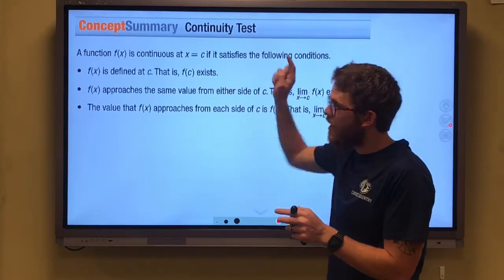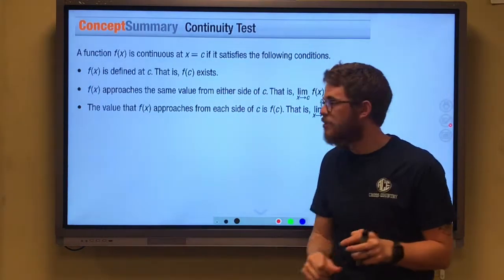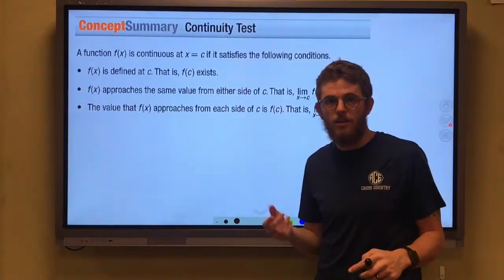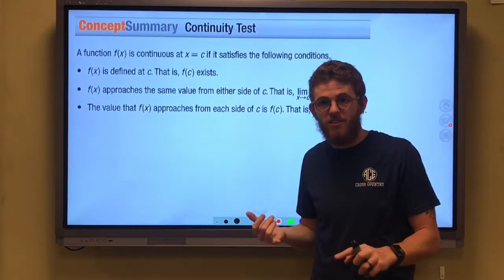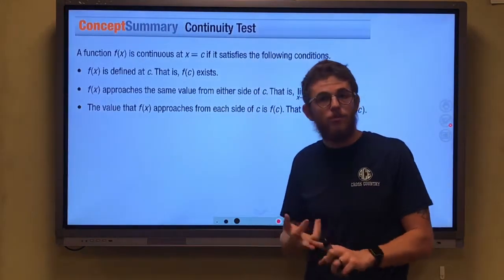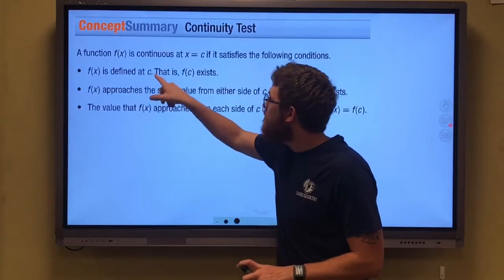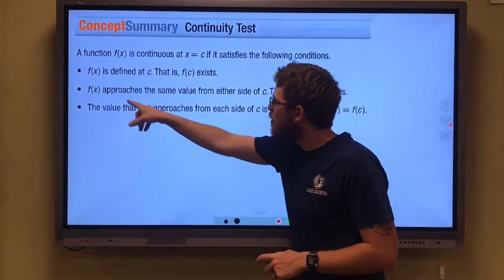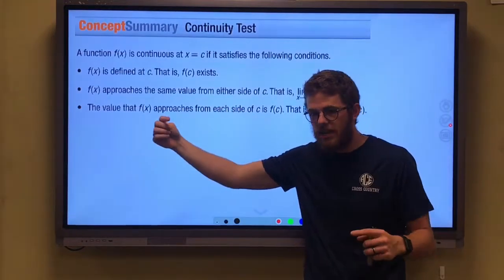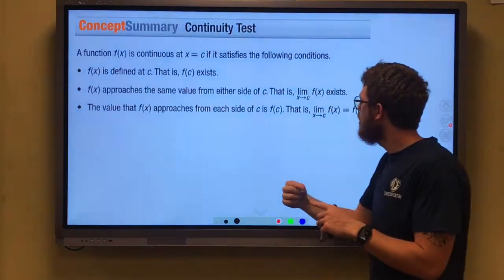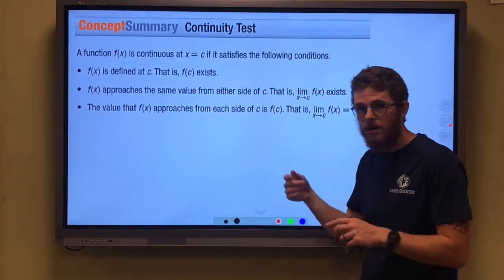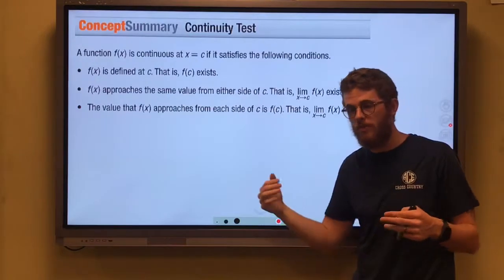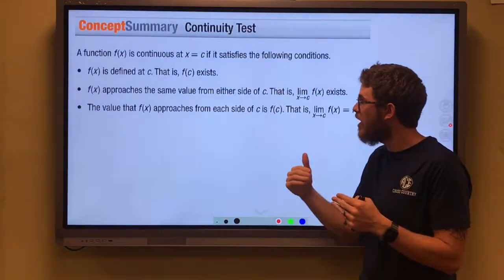And so it has to meet these three conditions. First of all, it has to actually be defined at that. That's where we're checking to see, was it an infinite discontinuity, or is it removable? Well, if it's not even defined at that value, then it's not going to be continuous. We also have to check to make sure it's approaching the same value from both sides. And so we're going to have to find the limit as x approaches this value in both directions. We're going to have to see, are we approaching the same value?